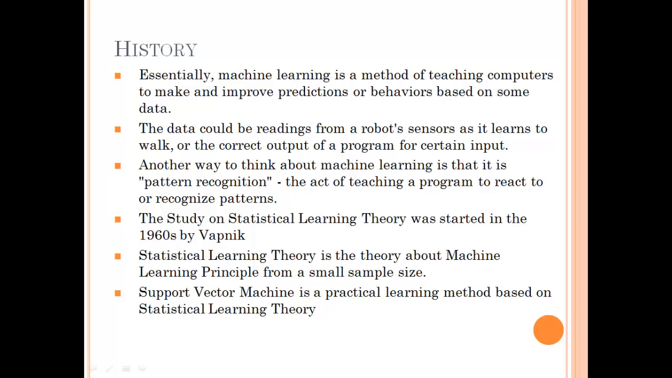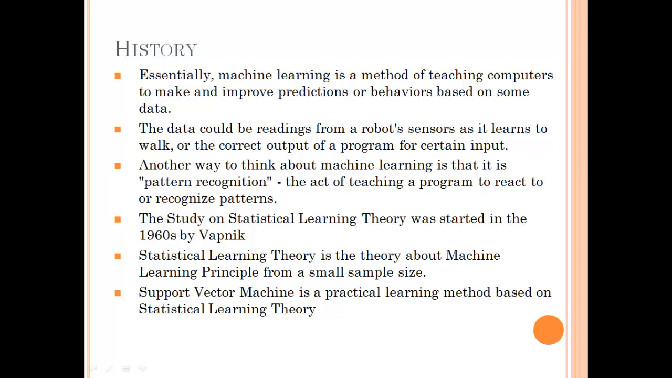The data can be in any form, such as a sequence of inputs, a sequence of outputs, or a sequence of readings from a robot's sensors, etc. Another way to think about machine learning is pattern recognition. A pattern can be defined as something which says about the probability distribution of variables, and recognizing such patterns is called pattern recognition.